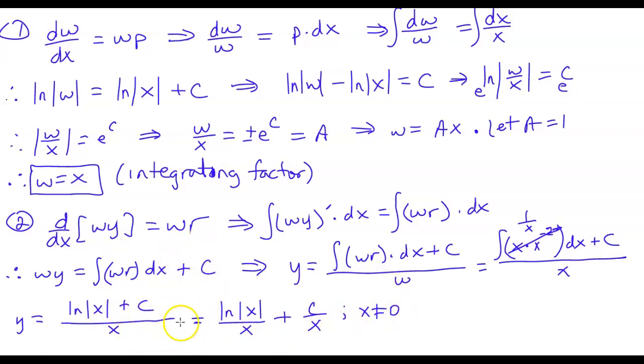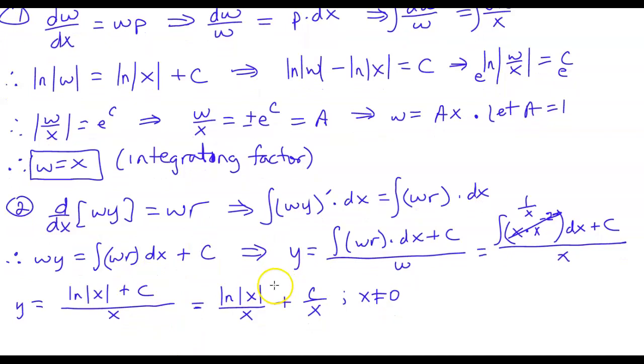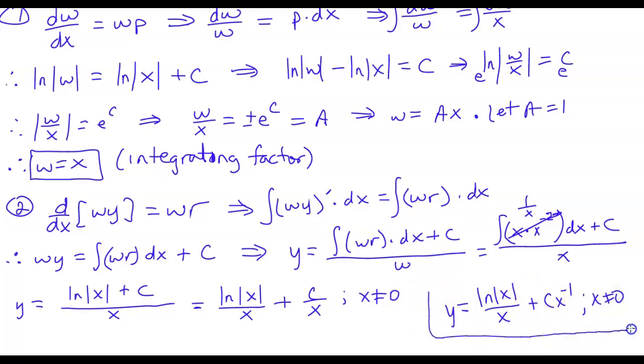And so what you're looking at would be our actual answer here. So I'll just rewrite it here. So actually just be this plus cx raised to the -1, where x can't be equal to 0. So this would be our final answer for this example.